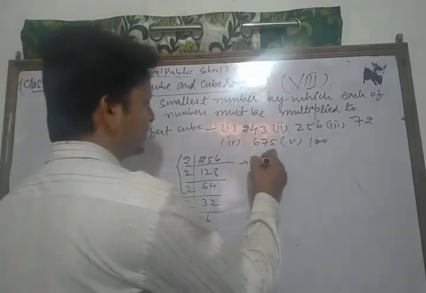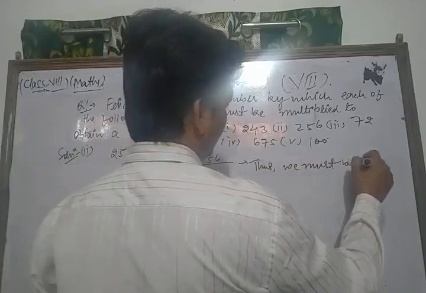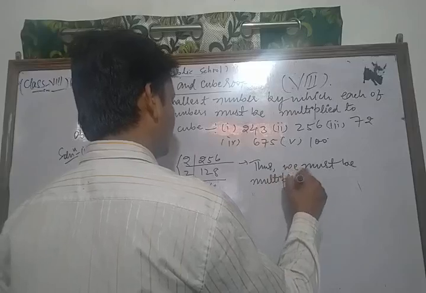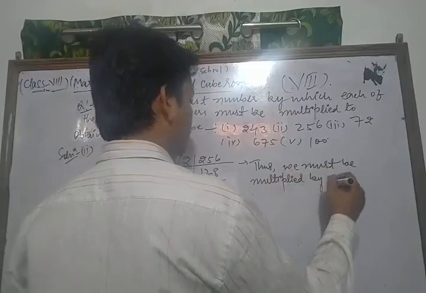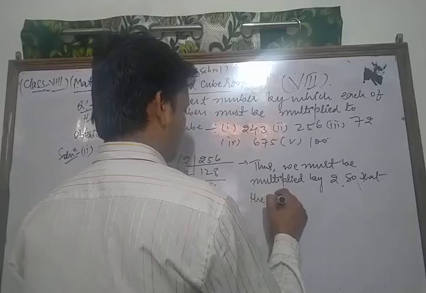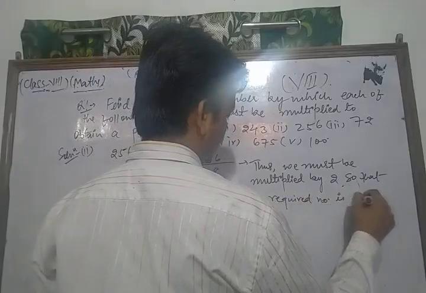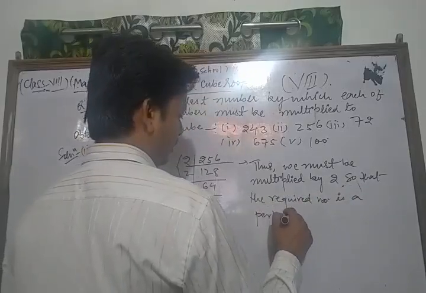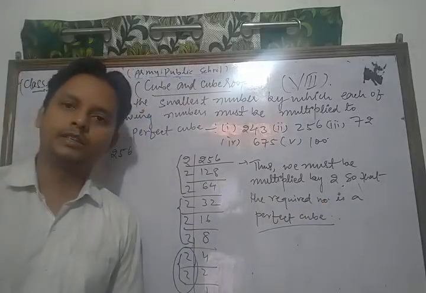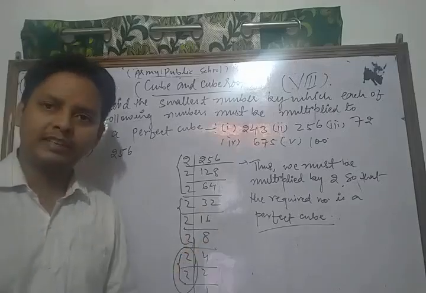So we can write, thus we must multiply by 2 so that the required number is a perfect cube. This is the method to solve that type of question.